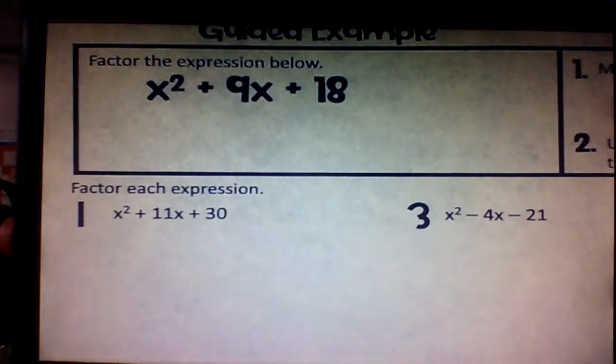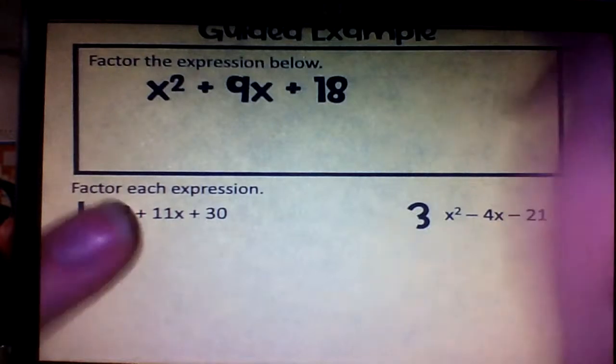Okay. Don't worry about folding it right now. Let's just do it. Okay? I will tell you when to fold it when we're ready to fold it. Okay. With this one, factor the expression below. Again, we want to find the factors of 18. This one should be pretty easy, so we don't need to go to the calculators.